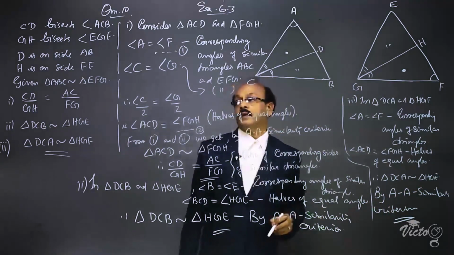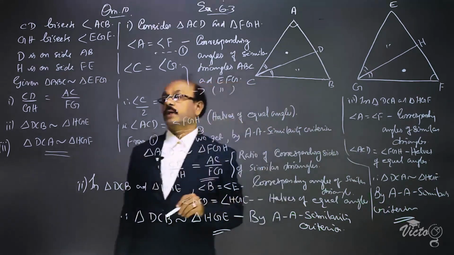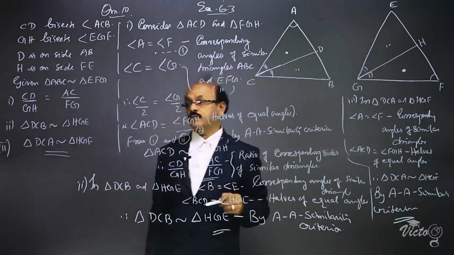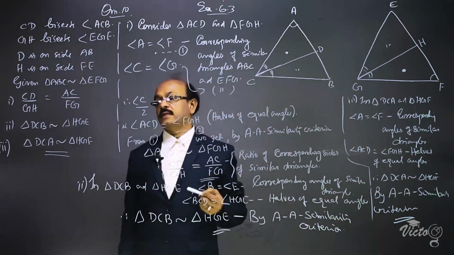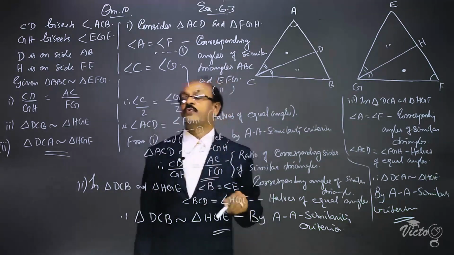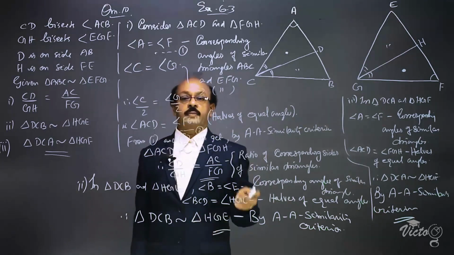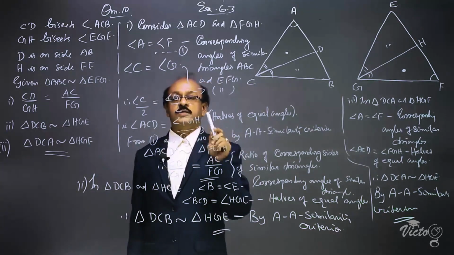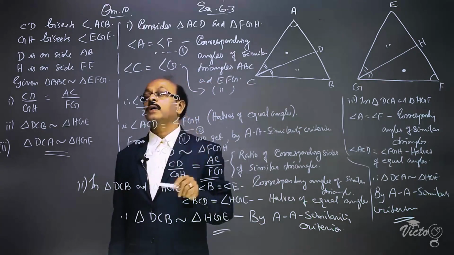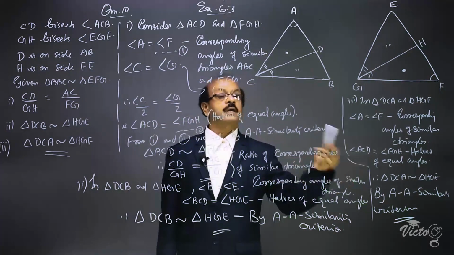Thus, we obtained all the three results. First part, we have proved that CD by GH is equal to AC by FG. In the second part, triangle DCB is similar to HGE. In the third part, DCA is similar to HGF. We obtained the first result by proving DCA and HGF are similar. So for the proof of the first part, we have already proved the third part. DCA similar to HGF. The same proof is occurring here also.